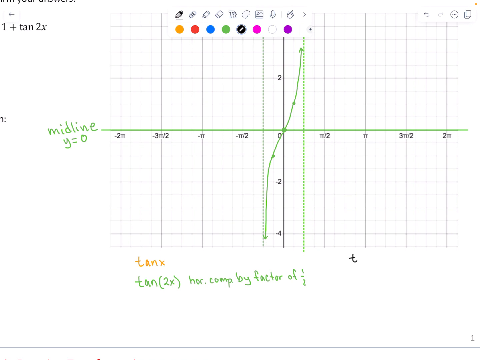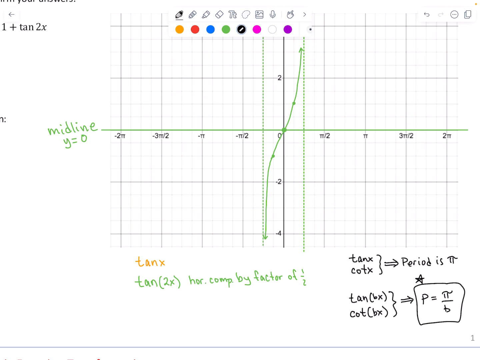Keep in mind that if you have tangent or cotangent, the period is pi. But if you do a horizontal compression on either of these functions by replacing x with bx, then the horizontal compression or stretch by a factor of 1 over b will produce a period that is pi times 1 over b. In other words, the period will be pi divided by b. This is a key relationship for calculating the period if you know b, or if you know the period, how to figure out what b needs to be.